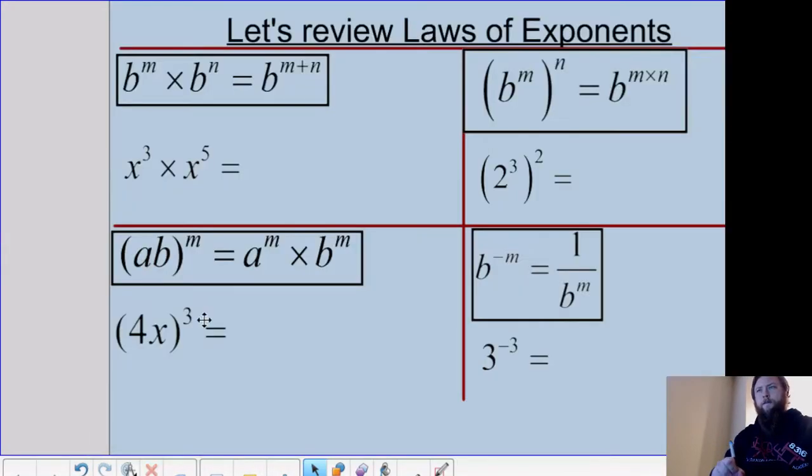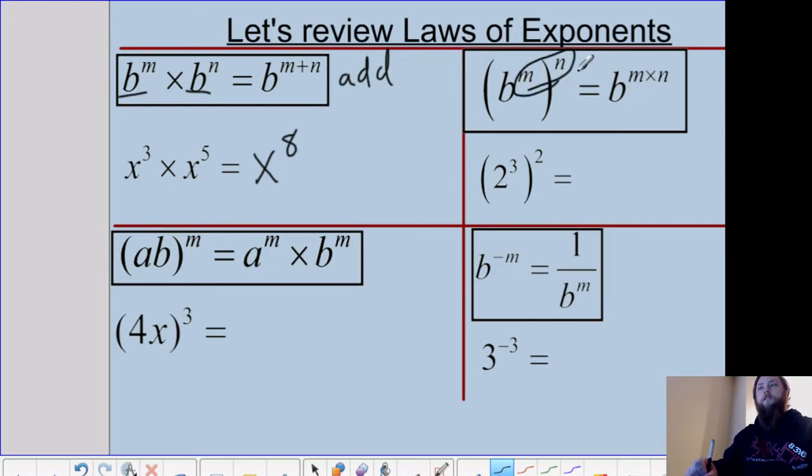Let's begin. We're going to review the laws of exponents first, just really quickly. If I had b to the m times b to the n, same base, you add the exponents. So in this example below, x cubed times x to the fifth is x to the 3 plus 5, x to the 8th power.